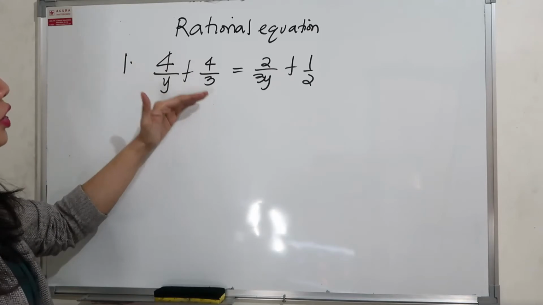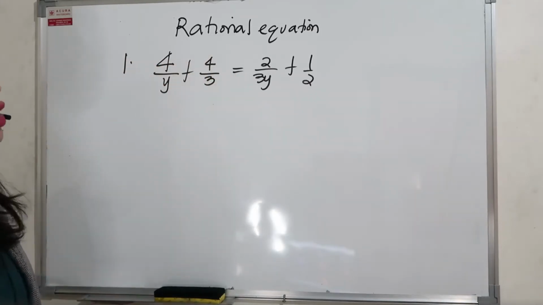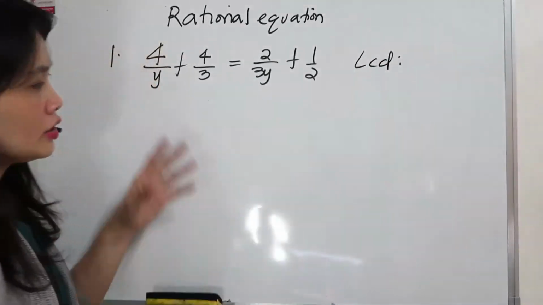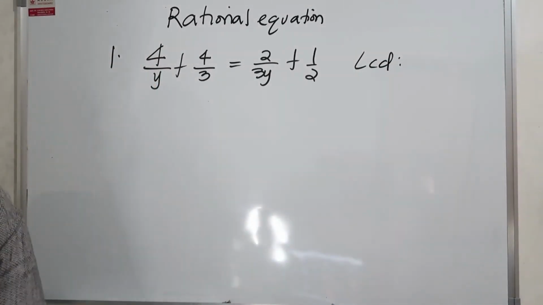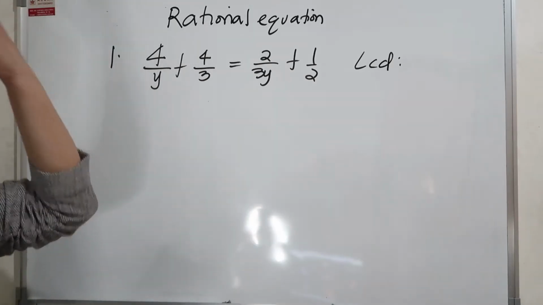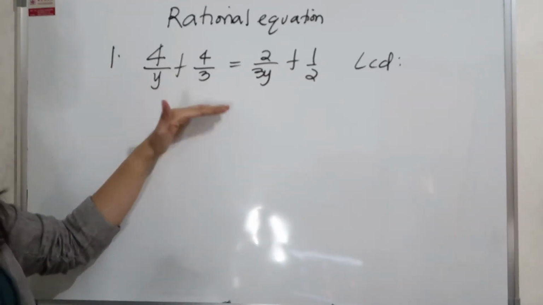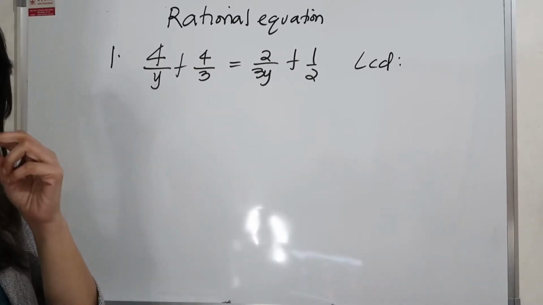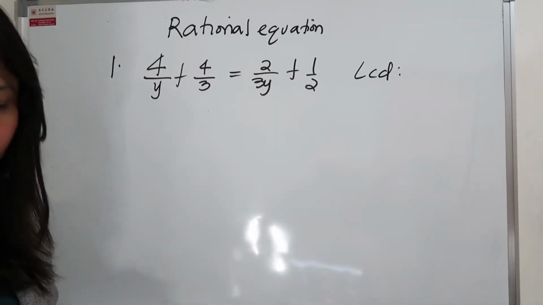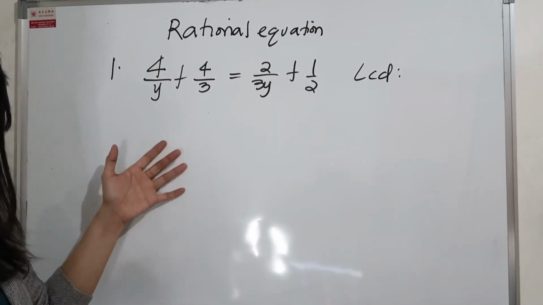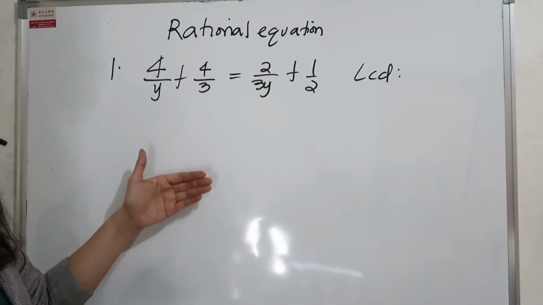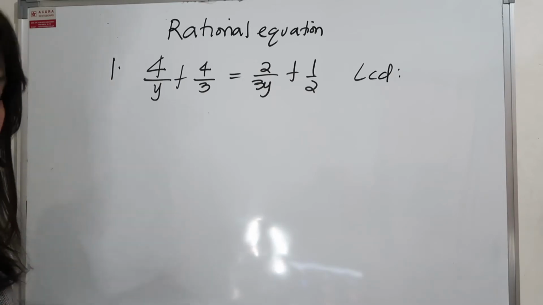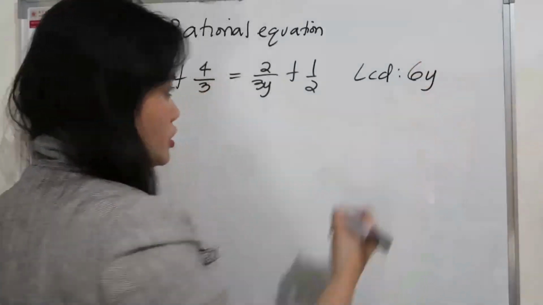So 4 over y plus 4/3 is equal to 2 over 3y plus 1/2. How do we solve for y? First and foremost, we need to look for the LCD of this one. What's the LCD? What's the least common denominator of the given rational equation? Okay, 6y. So the LCD is 6y.